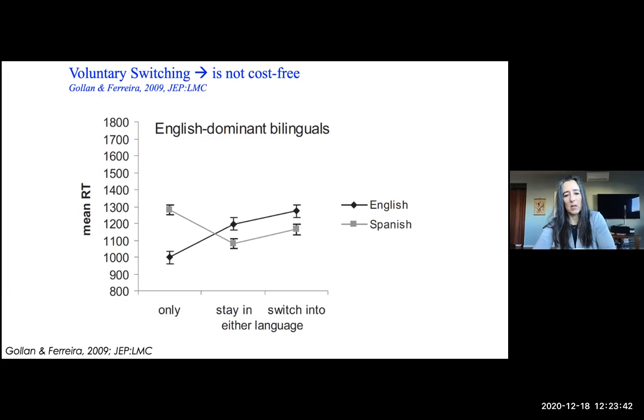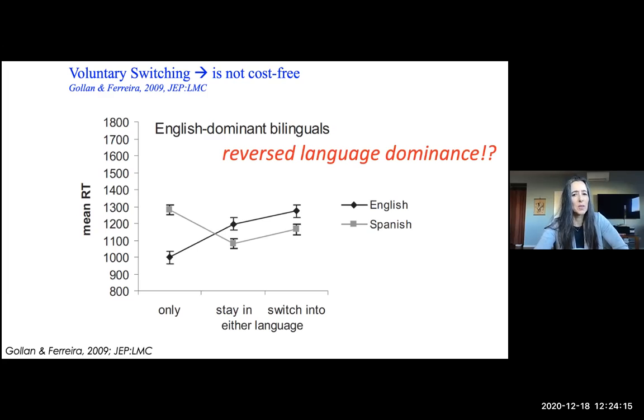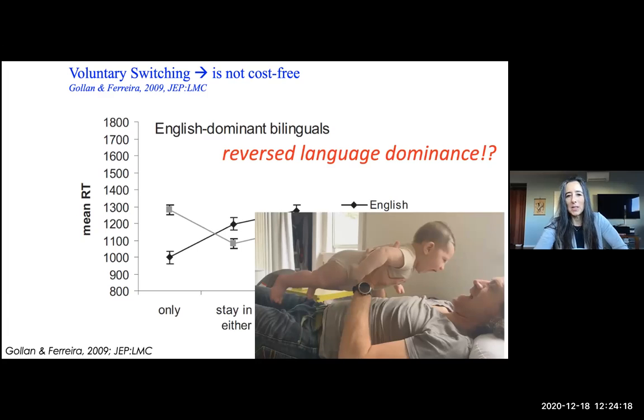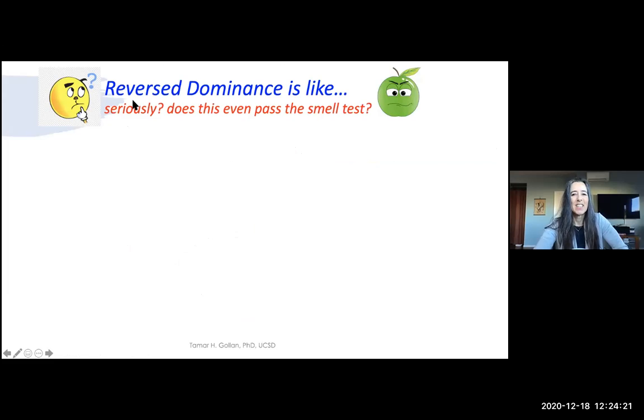When I saw this pattern of data, in the single language blocks, these bilinguals who I've told you are English dominant name pictures faster in English than they do in Spanish. But in the mixed language block, this reverses. This reversed language dominance effect is something that at first I didn't believe when I saw it, but it's something that we think is a signature of inhibitory control that bilinguals employ when they know they're going to have to switch languages a lot. So reverse language dominance. There's my colleague and his baby, Vic Ferreira. So reverse dominance, huh? Really?